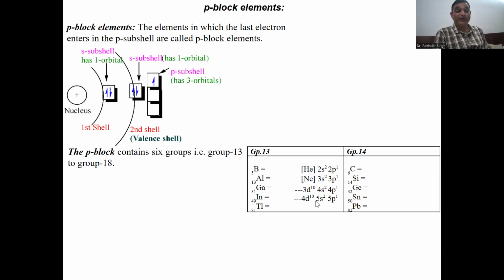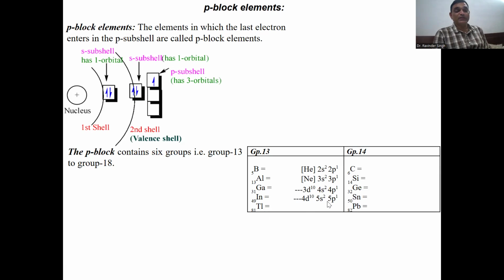5s2 5p1. Why do we write 4d here? Because in the case of gallium, you can see the valence shell is the fourth shell, 4s2 4p1. In the fourth shell, there are four subshells. Now 4d and 4f are vacant. 4d is filled here in the case of indium. And what about the 4f? That 4f is filled in the next element, that is thallium.